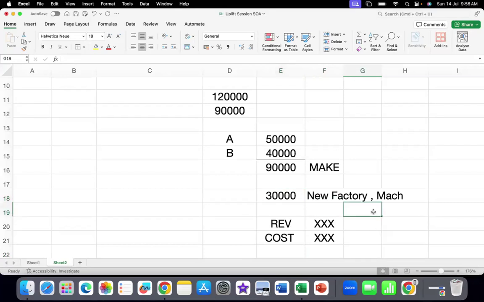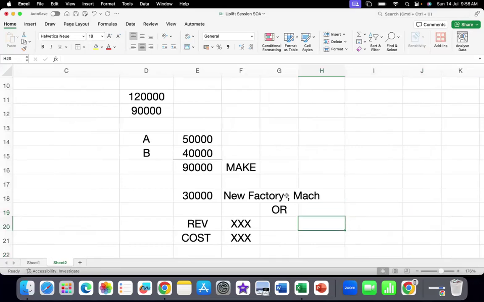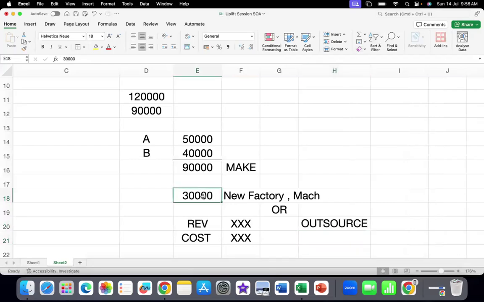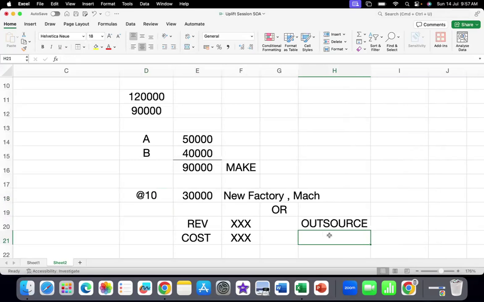Or what you can do is call your friend and ask him, look, brother, we have a demand of 30,000. What we are going to do is outsource this now. So you are charging something from the customer at a certain rate. Let's say you're charging the customer at the rate of 10. So 10 is your revenue, and the amount you're paying to your friend or any other company to outsource it should always be less than 10, because the difference would then be your profit.